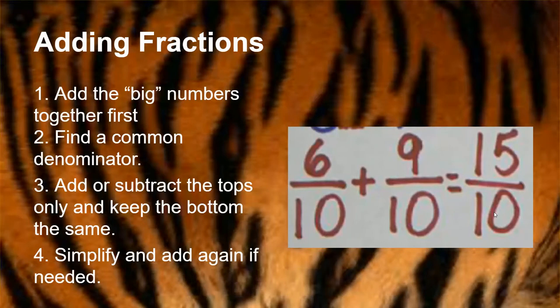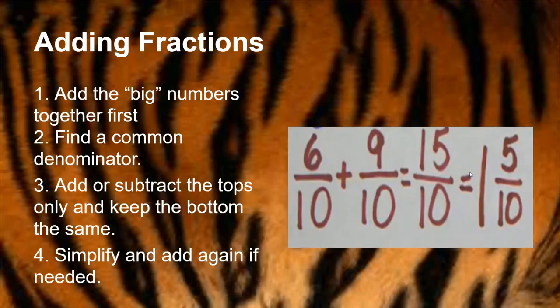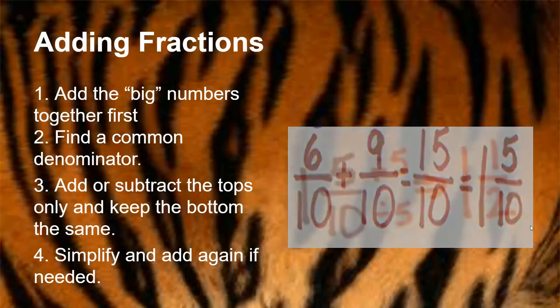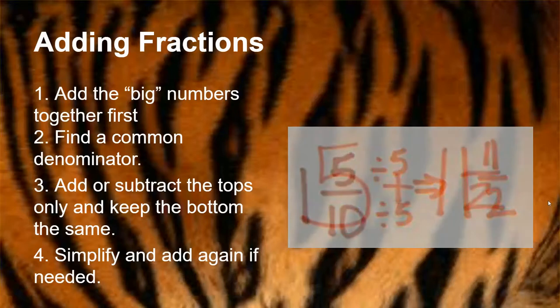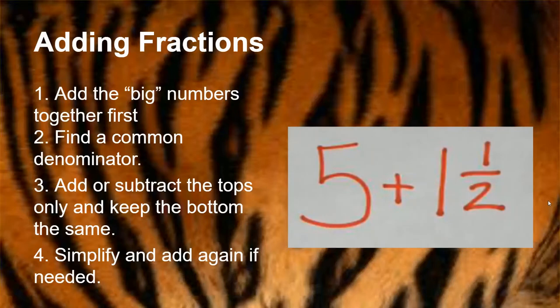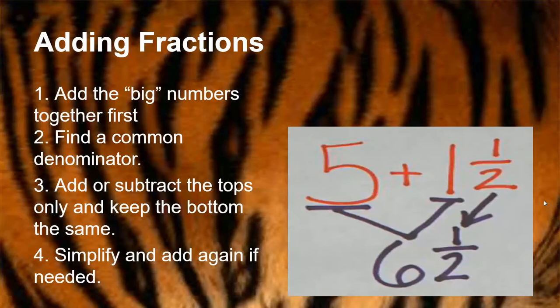Well, 15 over 10 is the same as 1 whole and 5/10. So I'm going to reduce that really quick to make it 1 whole and 1/2. And then I'm going to add the big 5 back to it. So then I get 6 1/2. That is one method of doing this.